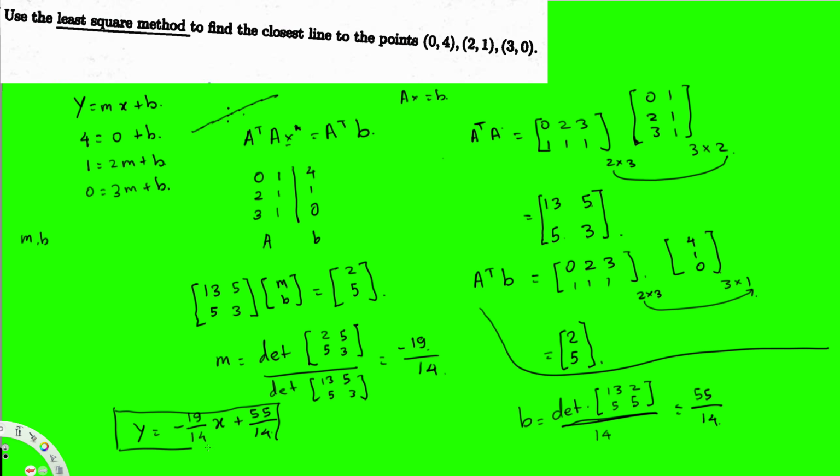So this is the closest line that passes through all these points, and that's how we calculate.